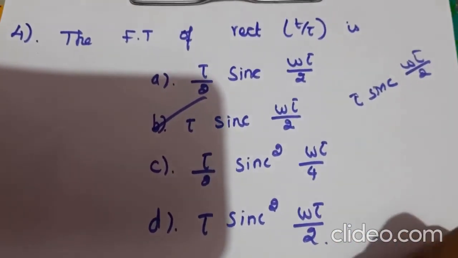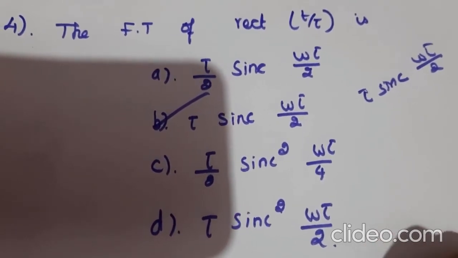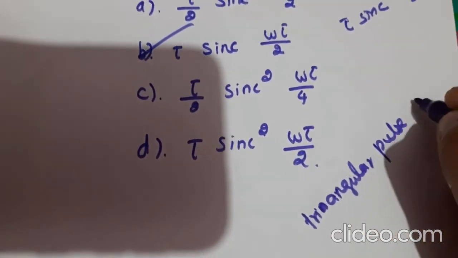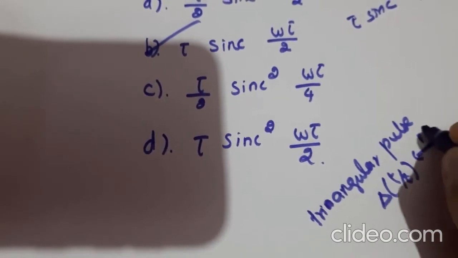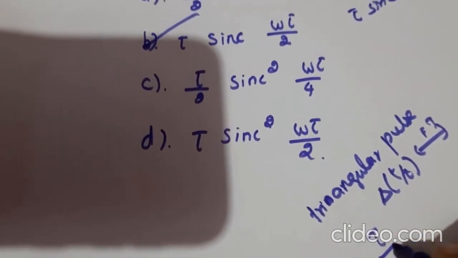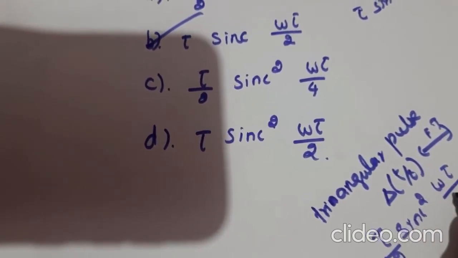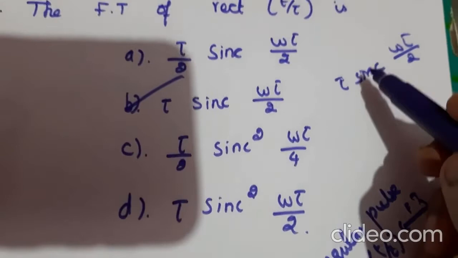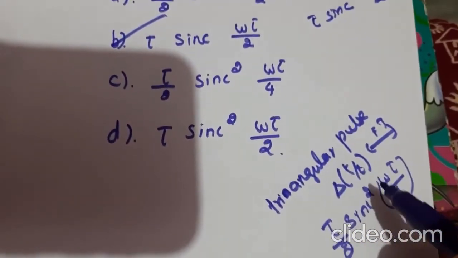And another question, the Fourier transform of triangular pulse, that is t by tau. The Fourier transform of the triangular pulse is equal to tau by 2 sinc square of omega tau divided by 4. So this is the answer for the triangular pulse, and this is for the rectangular pulse. Here the answer is tau sinc omega tau divided by 2. B is the answer. And for the triangular pulse, this is the answer.